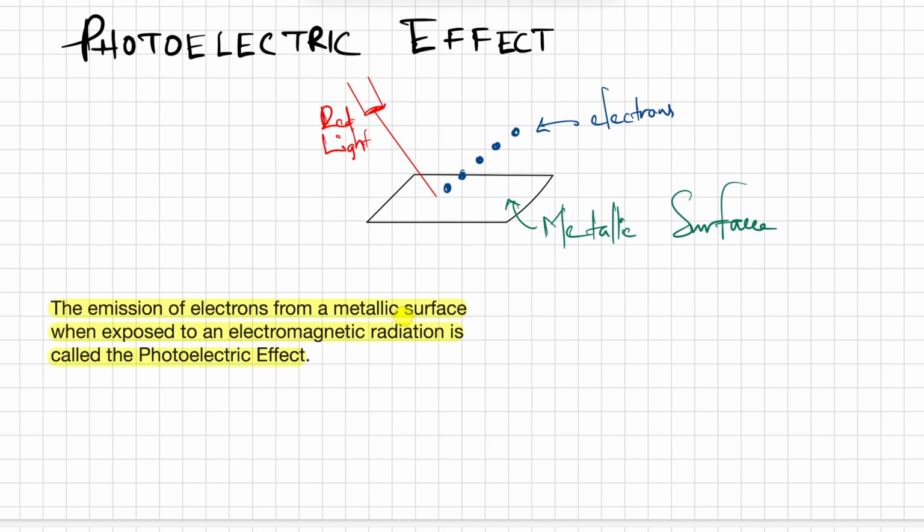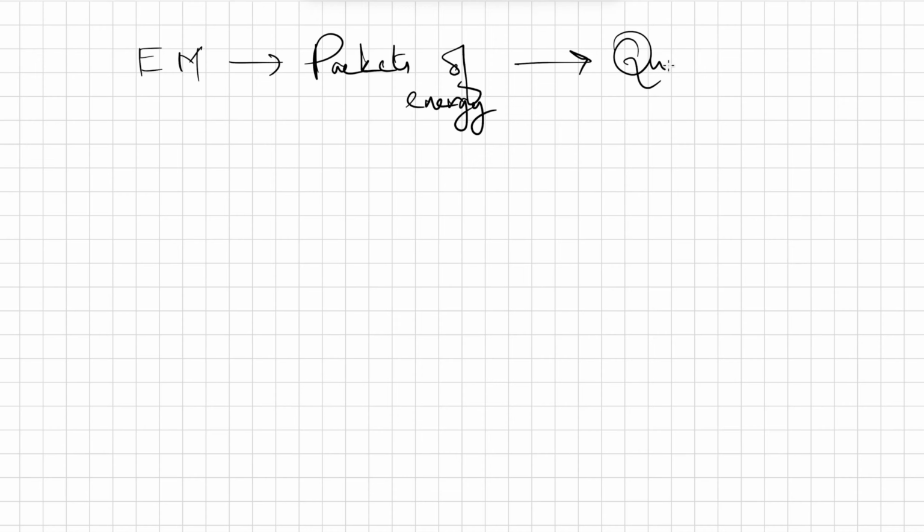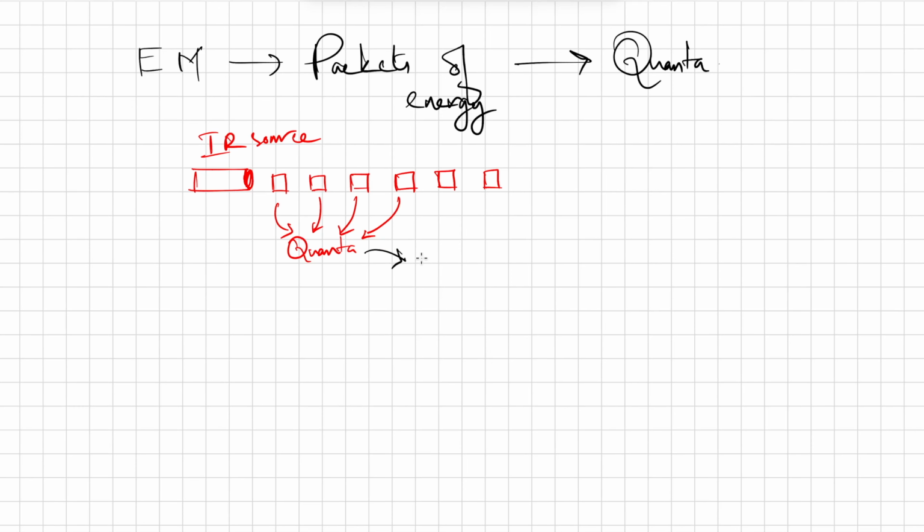Why does it happen? According to Max Planck, electromagnetic radiation is absorbed or emitted in the form of packets of energy called quanta. For example, if you have an infrared source, an IR source, it emits infrared radiation. This radiation is not continuous, it's discrete, just like this, as packets of energy. For a light source, we call it a photon.